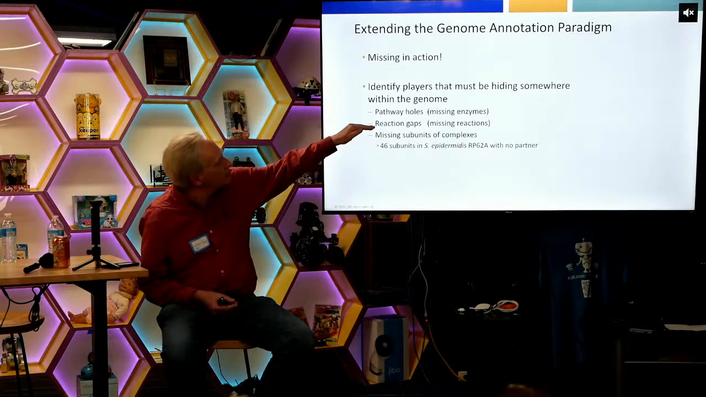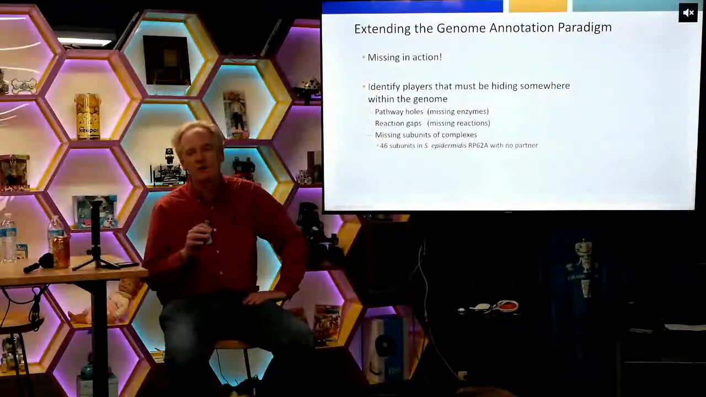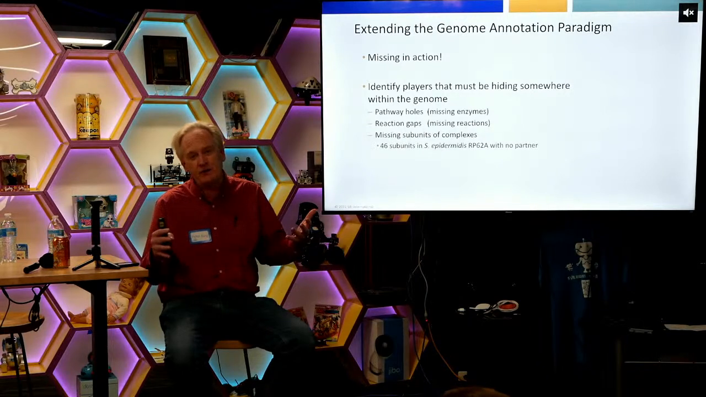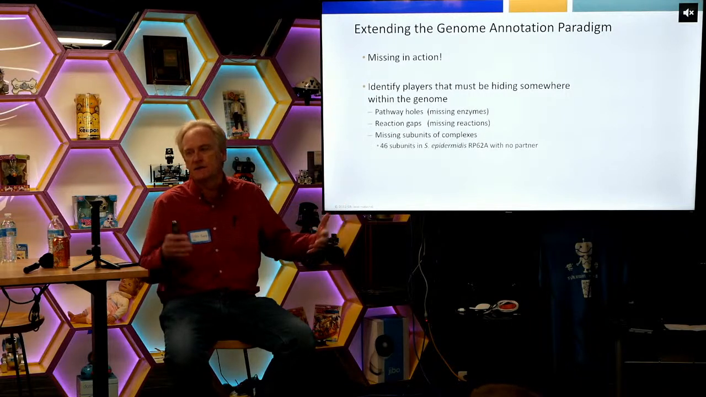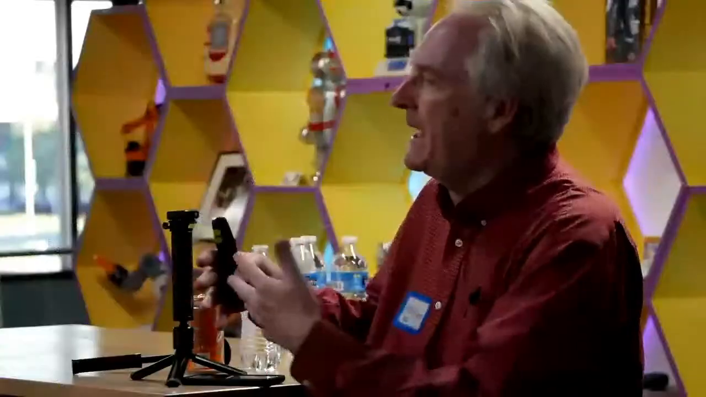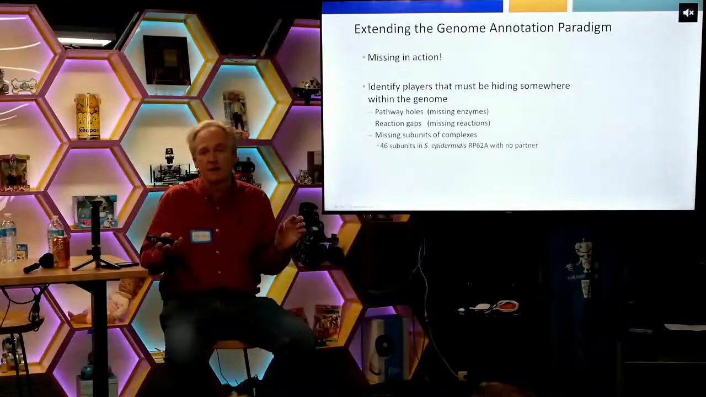There's also a notion of reaction gaps. It sounds the same, but it's a little different. And these are reactions that are missing from the genome that, when you go to build a flux balance analysis metabolic model for the organism, ultimately, if you're going to have a working metabolic model, you need to have a path from the nutrients of the organism to the biomass metabolites that its metabolism is producing. If you don't have a path because of missing reactions, you won't have a working metabolic model.